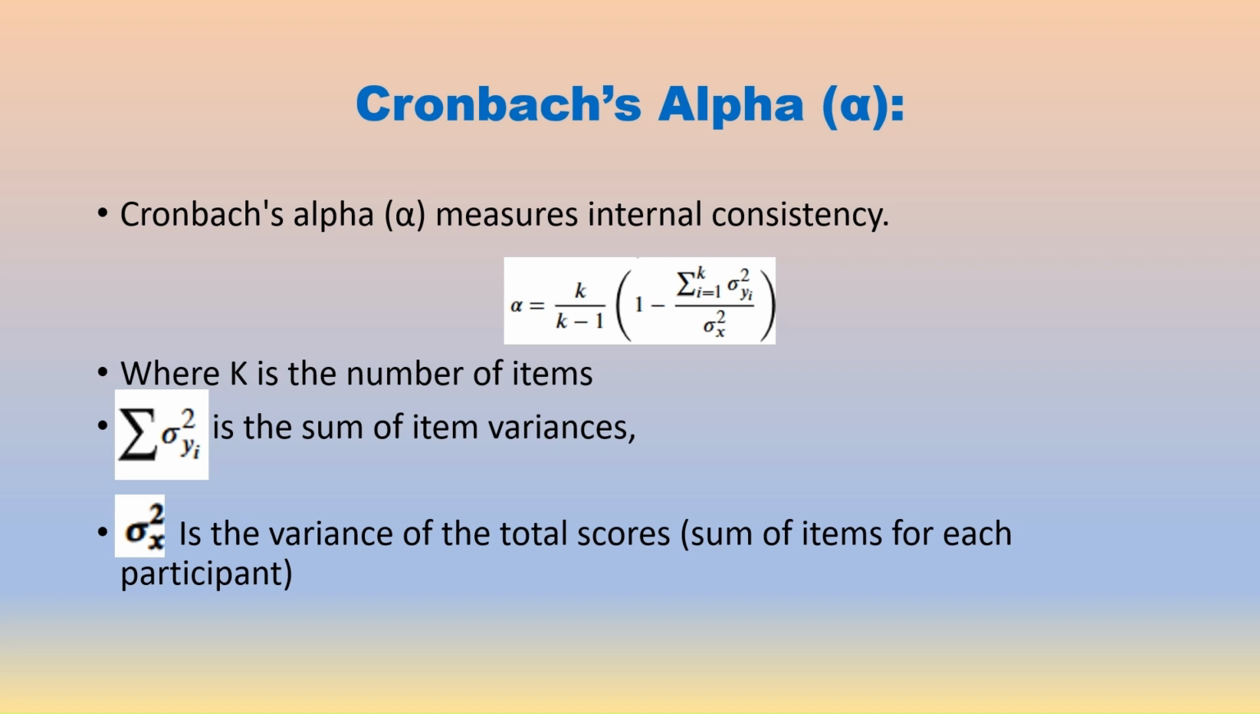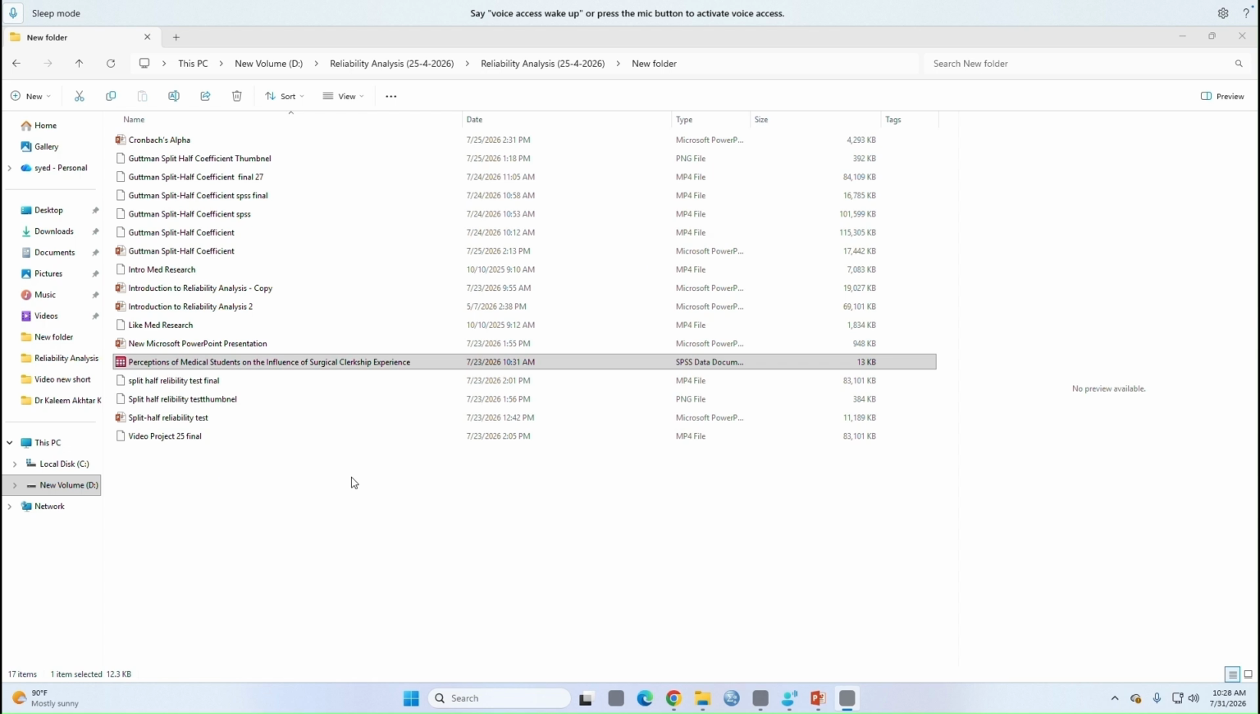Cronbach's alpha measures internal consistency, where k is the number of items, summation sigma y_i squared is the sum of item variances, and sigma x squared is the variance of the total scores, the sum of items for each participant. Cronbach alpha example in SPSS.